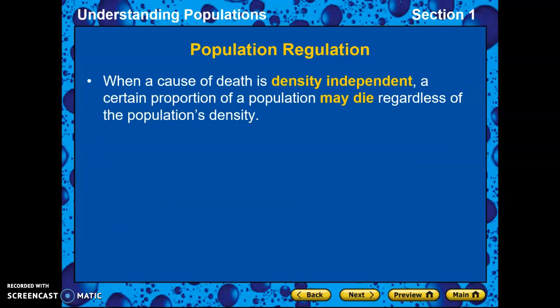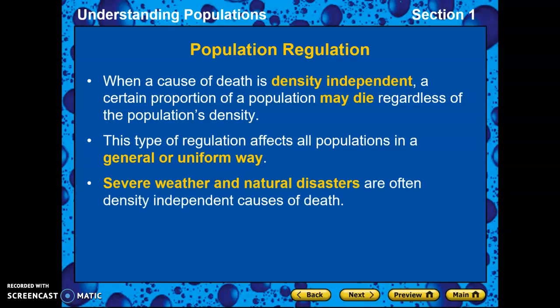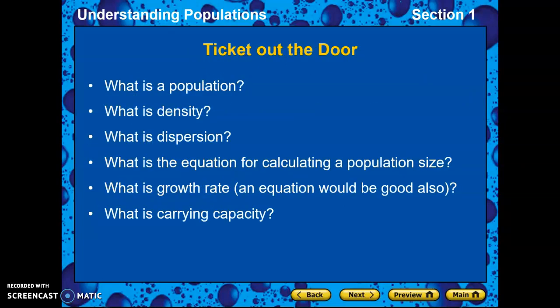Density independent is when a certain proportion of the population may die regardless of the population's density. It does not depend on the amount of animals in that population. This type of regulation affects all populations in a general or uniform way. Severe weather and natural disasters are often density independent causes of death.